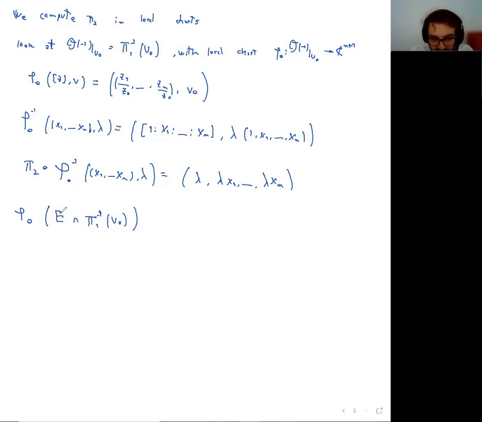So we want to see what happens to E in these coordinate charts. This is nothing but (x1, ..., xn, lambda) in Cn plus 1 such that lambda is equal to 0, because E was the set where the second part is 0. This part is 0, and the only way to have this part all 0 is to have lambda equal to 0. And this is nothing but Cn, because you have x1, ..., xn, and then another coordinate, which is just 0.